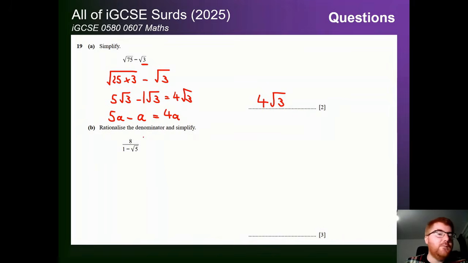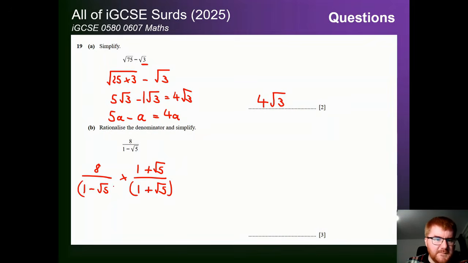The next part, again, we approach this in the same way as before. So we have 8 over 1 minus root 5. We multiply by its conjugate, so it's positive version here. So 1 plus root 5. Even though the surd and the number are the other way round, still approach it in the same way. So let's work our way through this. The top here is a single bracket, so 8 times 1 is 8. 8 times root 5 is 8 root 5.